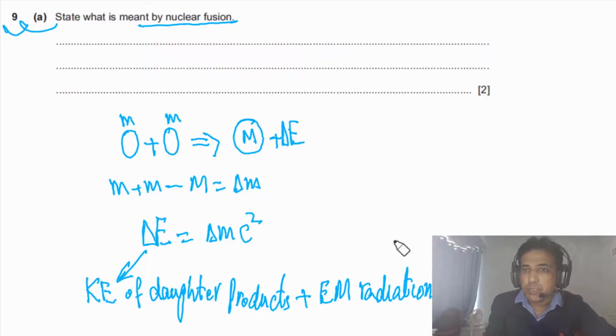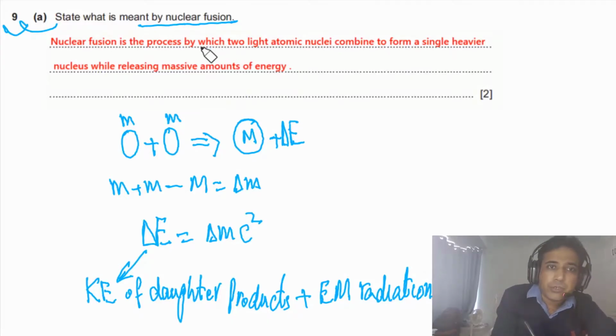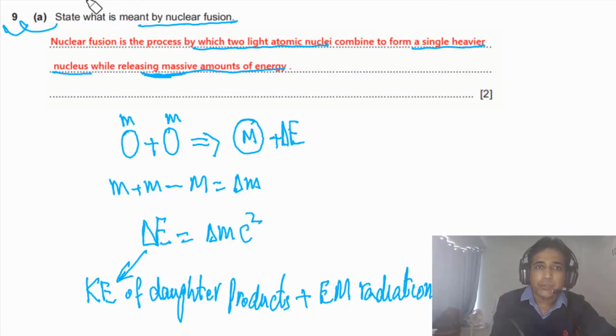Now let me show you the answer, how you can write down your answer. In your answer you can mention these points. You can simply say it is the process by which two lighter nuclei combine to form a single heavier nucleus while releasing massive amounts of energy. If you write this, you will get 2 marks.